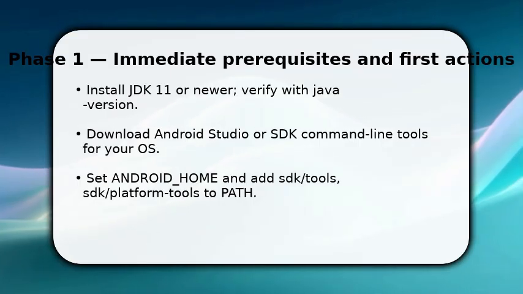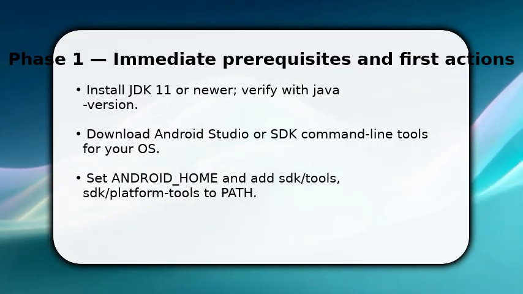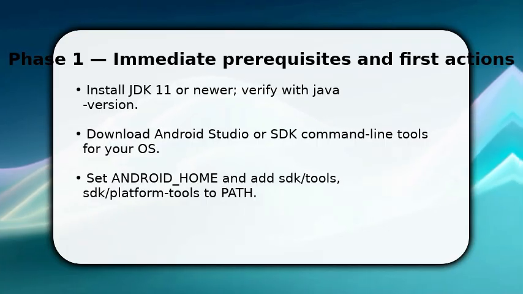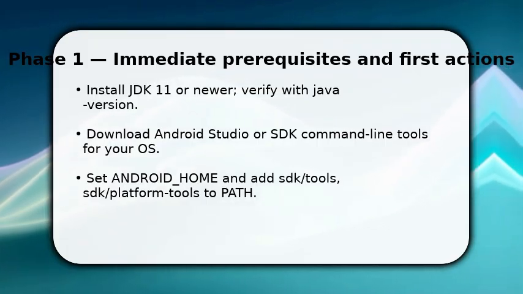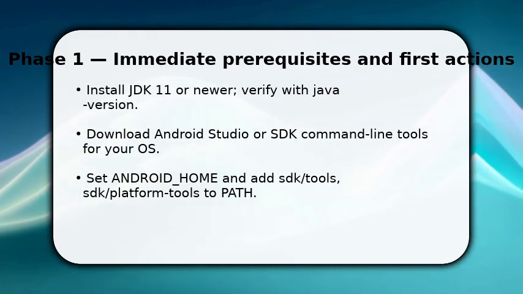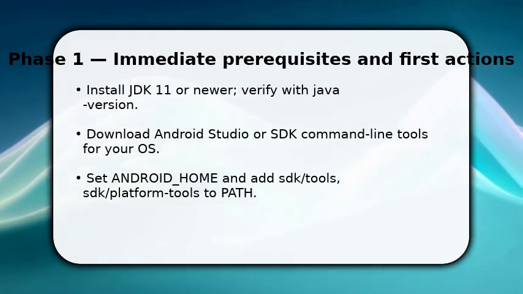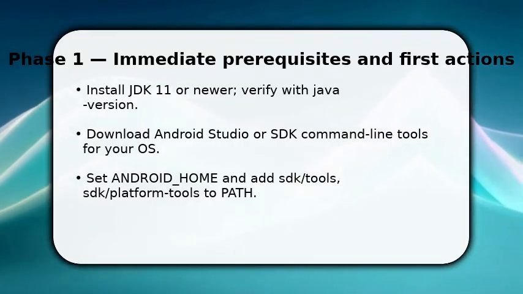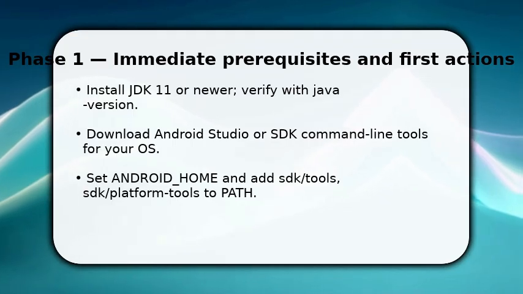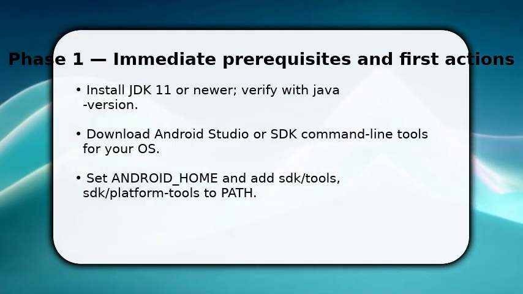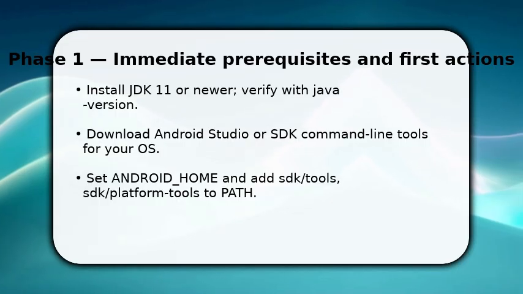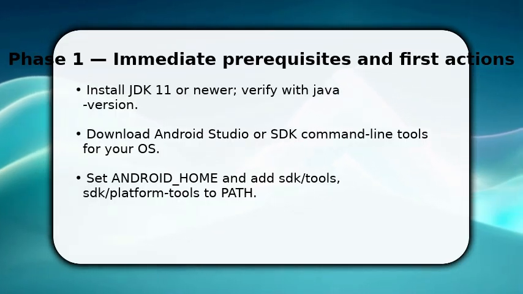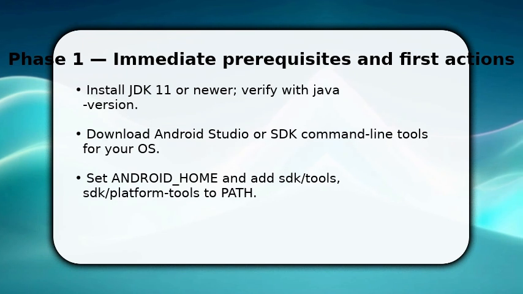You start by getting the prerequisites in place. Install a supported JDK, then grab Android Studio or the command line SDK tools. Once done, create an ANDROID_HOME variable pointing to the SDK folder, and make sure you add SDK/tools and SDK/platform-tools to your path so adb and sdkmanager run from the terminal. This first action lets installers and build tools find the SDK. It prevents permission and version mismatches later when you fetch platforms and images.